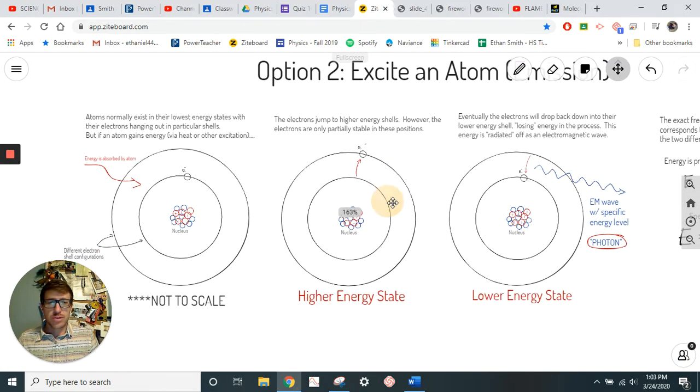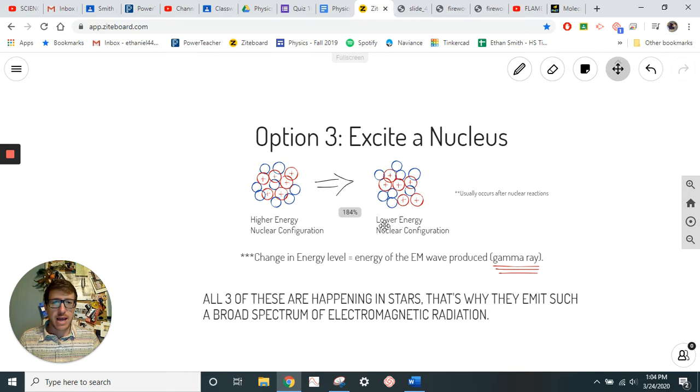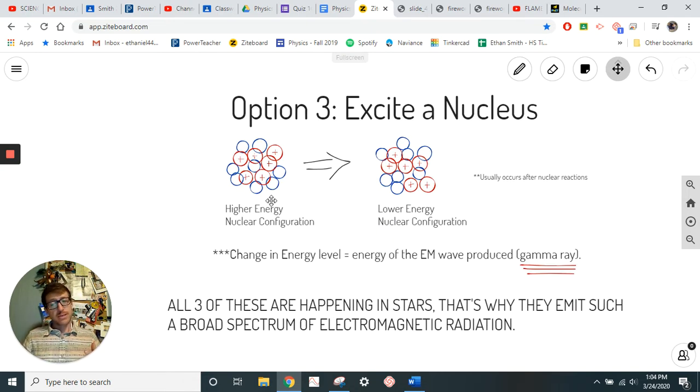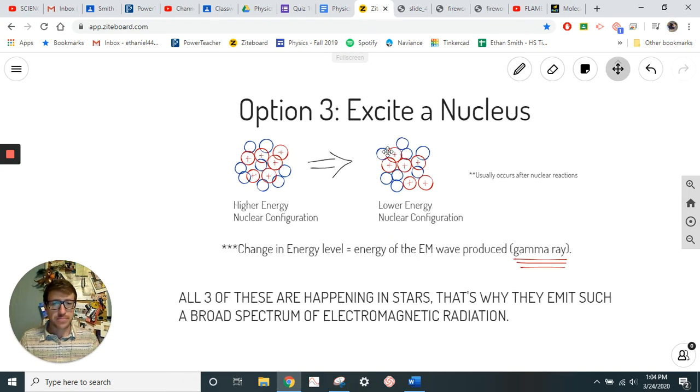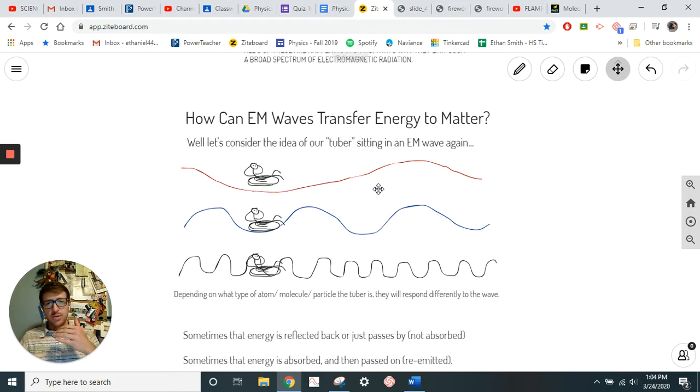I can use a visible light wave to excite an atom, or I could use an ultraviolet wavelength, or an infrared wavelength to excite an atom, right? And it can jump up there, and then it can re-emit that wavelength, okay? So it can kind of pass it along. And similarly, I could use a gamma ray to excite a nucleus, and this can actually happen, okay? So that's how we can transfer energy to matter using these electromagnetic waves.